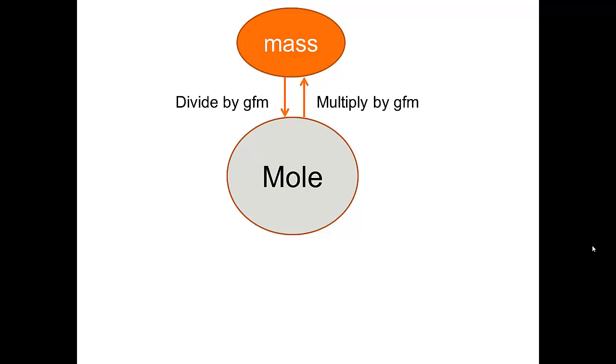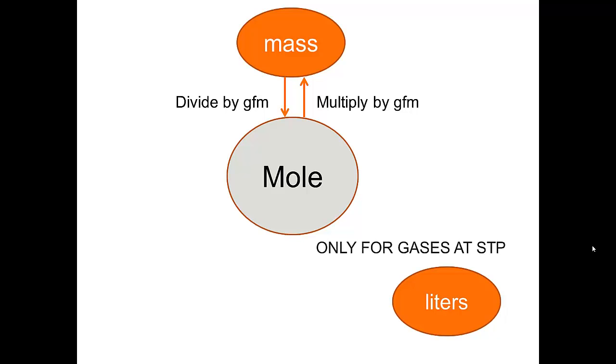The next thing we're going to talk about is liters. Now liters, you are only allowed to use for gases at STP. Only gases. You cannot use this for solutions. You cannot use this with molarity. Only for gases. To change from moles into liters, you multiply by 22.4, and to go back, you divide by 22.4.